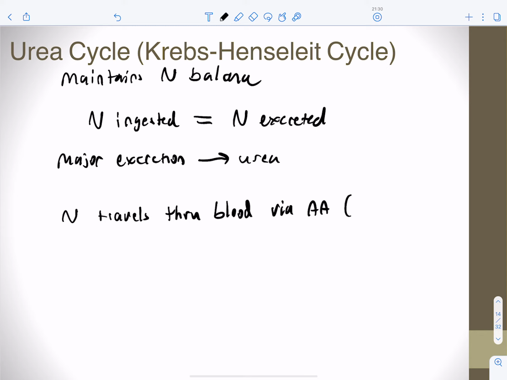And you're going to get carbamoyl phosphate. Now, the next part of this is the formation of ornithine. And this is going to be from arginine, and this is through arginase.